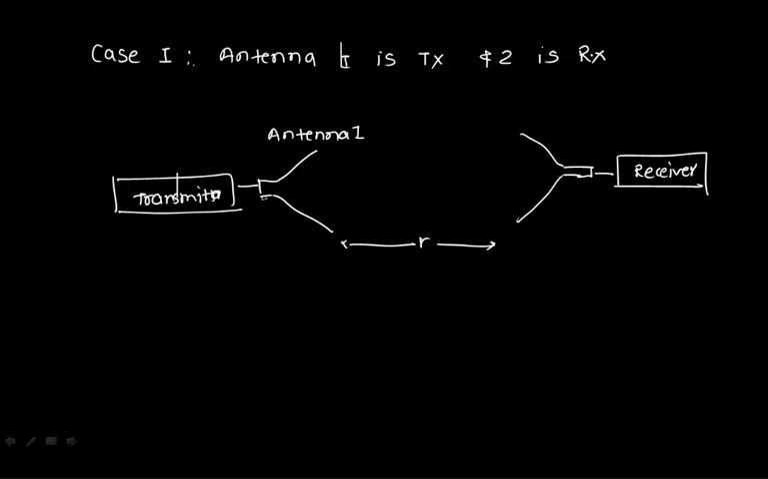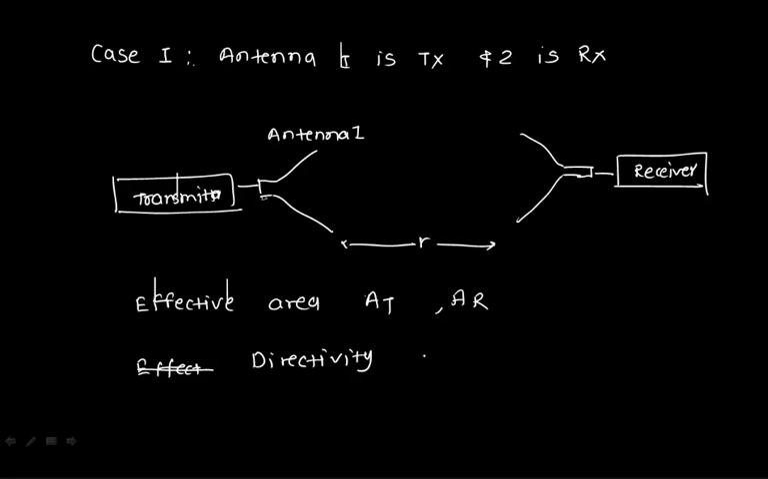So I'm considering the effective area and the directivity. Say the effective area of antenna 1 is EAT, and for the receiving antenna it will be EAR. Sorry, it will be the directivity. So for both the antennas, the directivity for the transmitting antenna will be DT, and for the receiving antenna it will be DR, and they are separated by a distance R. So this will be considered as a communication link. I can say this is my antenna 1, and this is my antenna 2.